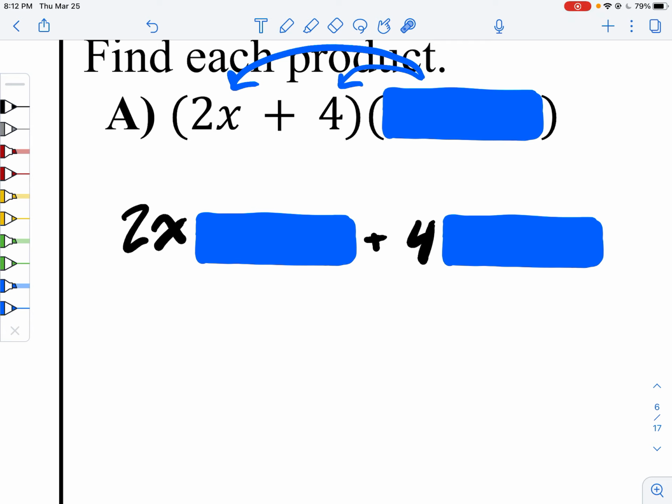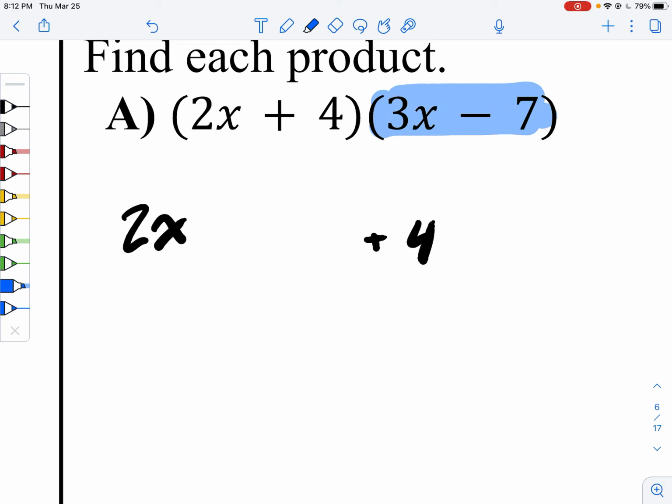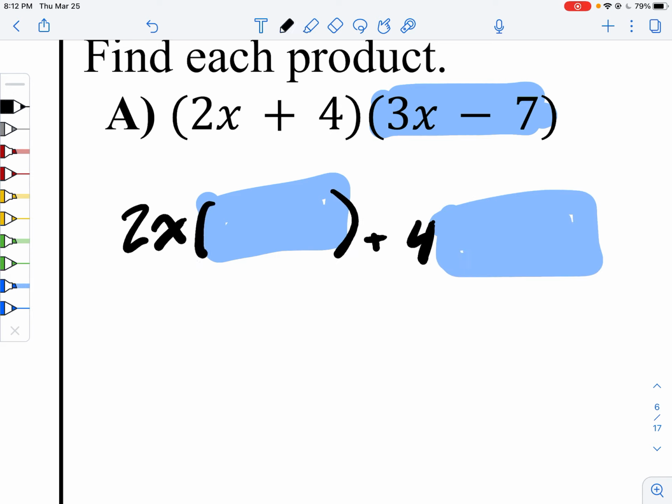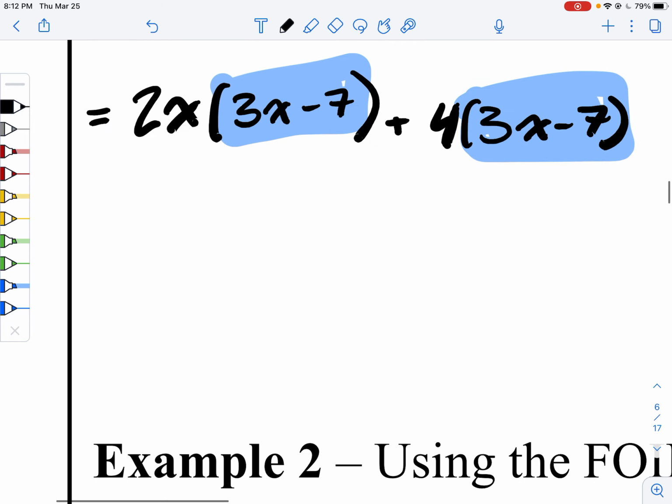But guess what, guys? We know what's in our blue box. It was this mystery figure of 3x minus 7. So we distributed already. We distributed a 3x minus 7 to each of these. Now how can we simplify this?